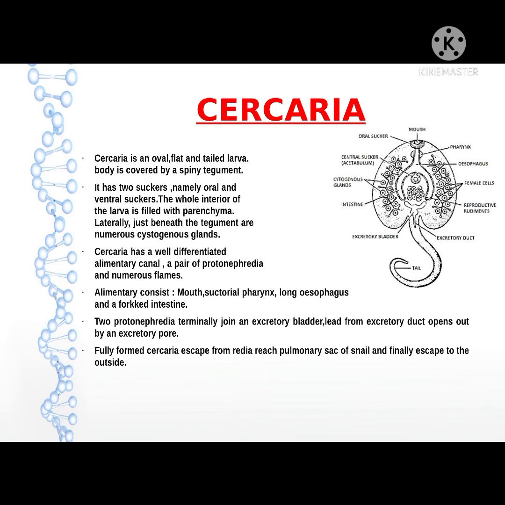Cercaria has a well-differentiated alimentary canal, a pair of protonephridia, and numerous flame cells. The alimentary canal consists of a mouth, suctorial pharynx, long esophagus, and a forked intestine. Two protonephridia terminally join an excretory bladder, from which an excretory duct opens out by an excretory pore. Fully formed cercariae escape from the rediae, reach the pulmonary sac of the snail, and finally escape to the outside.